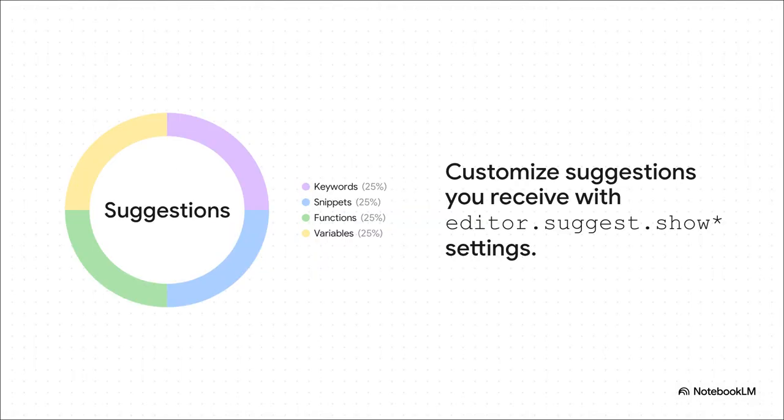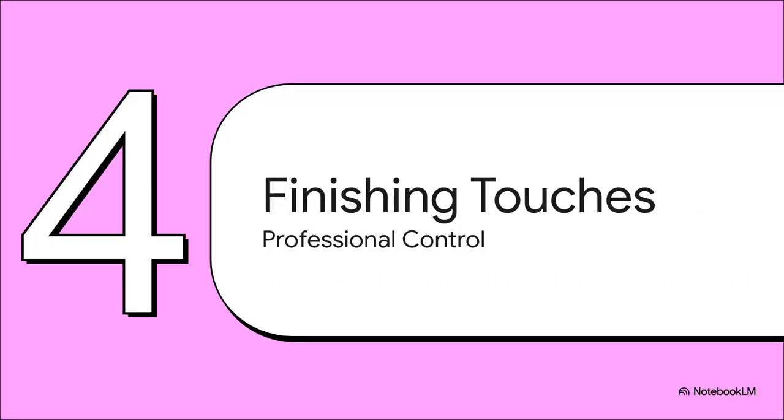you need it. And of course, this is all about you, so you get to customize the kind of help you receive. These editor.suggest.show settings let you pick and choose. Do you want suggestions for keywords? How about function names? Or maybe code snippets? You get to tailor all that assistance to fit your personal workflow. It's like walking up to a shelf of styling products and picking out the exact ones you need for the job.